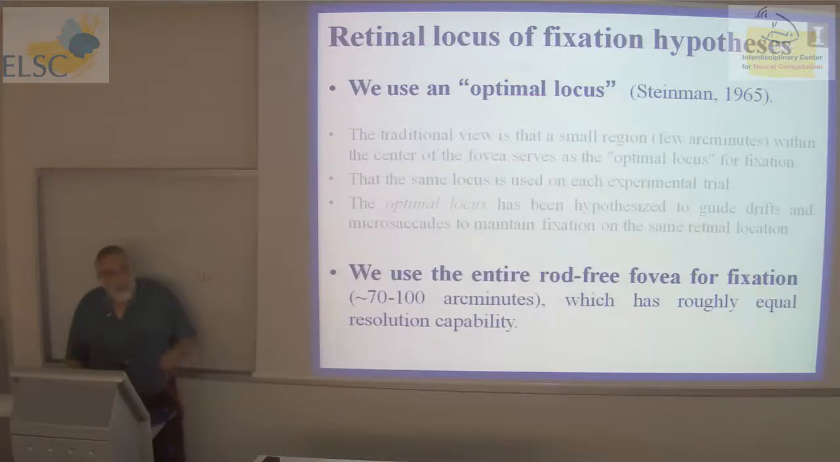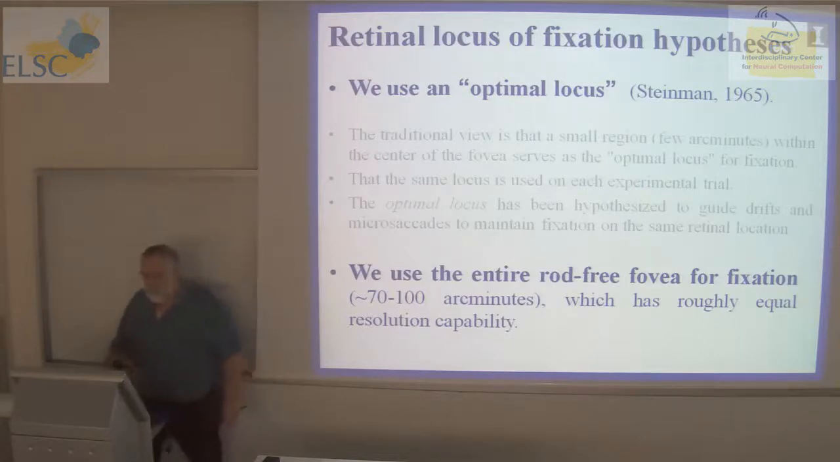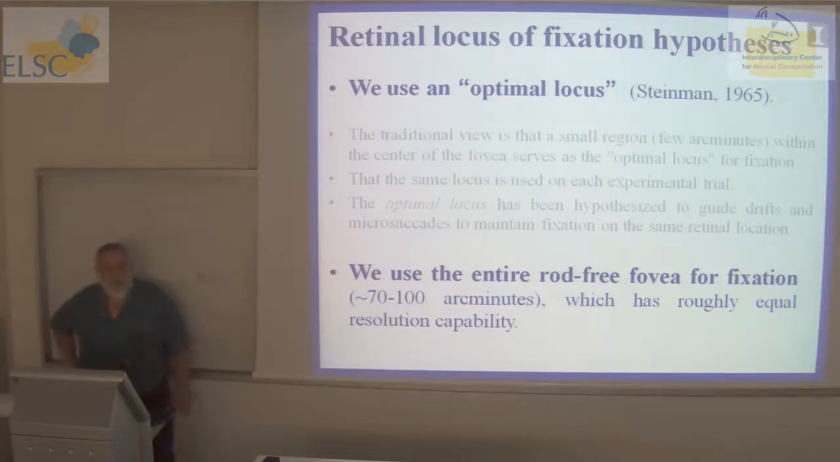Now, we hypothesized, due to facts that I will explain later, that we saw that all the eye trackers do not have good resolution, more than 1 degree, even though the technique is advancing tremendously. Then we raised the possibility that we don't put the stimulus all the time on the same place in the eye, but on a larger area. So we hypothesized, because of technical difficulties, that we use the entire rod-free fovea for fixation.